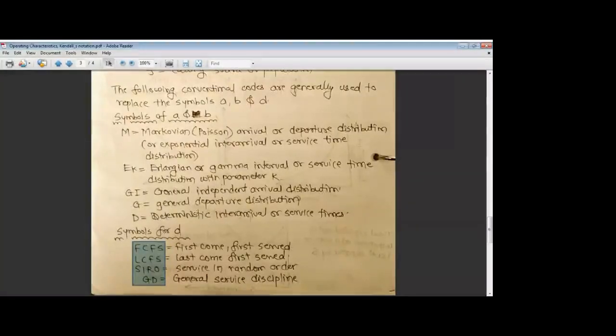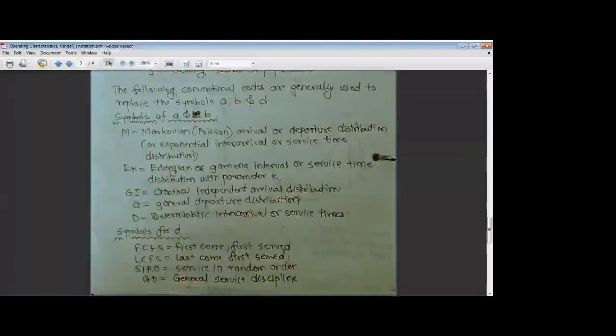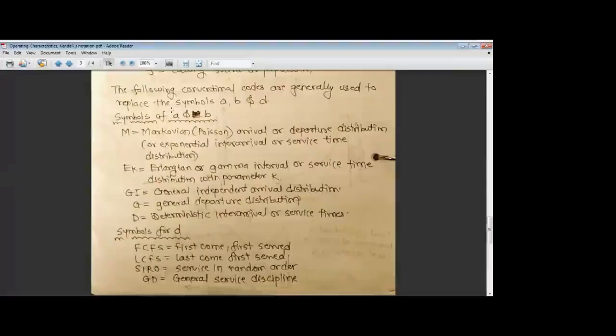We are going to replace D by either of these, not by all of them. At a particular instant, it will be either FCFS or LCFS or SIRO or GD. Similarly, for A and B, at a particular instant, it will be either M, or EK, or GI, G, or D, not all at a single time. I'm hoping that you have understood what alterations we are going to do for the A and B symbols, and for the symbol D. The symbols will change depending upon what has been given as the problem statement to us.